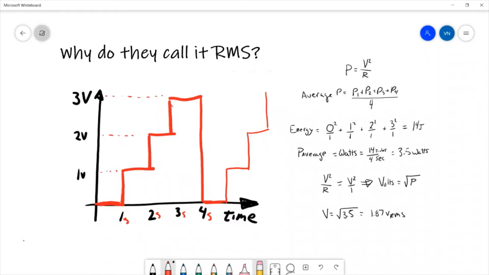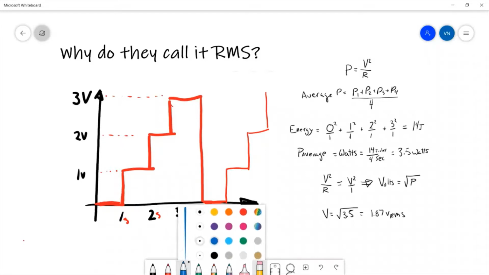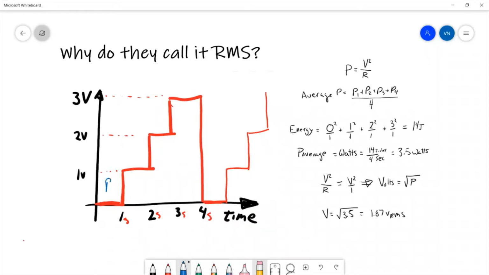If we wanted to figure out how much power this waveform delivers to a 1 ohm load, what we would do is we would figure out the power over here in the first section, and we'd add it to the power delivered in the second section, and the power delivered in the third second, and the power delivered in the fourth second. So basically we would take V squared over R, and we would do it for each time slice, P1, P2, P3, P4, and we'd divide it by 4.